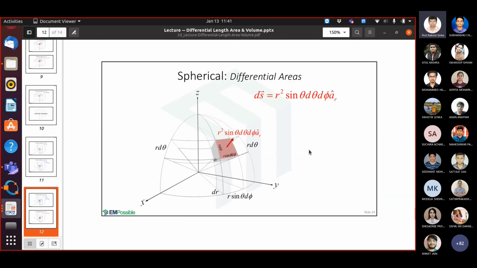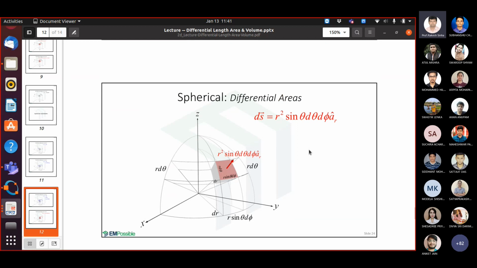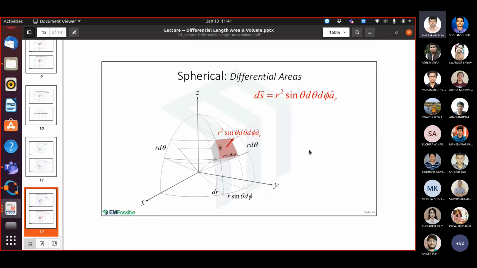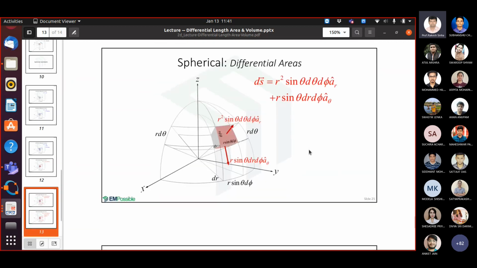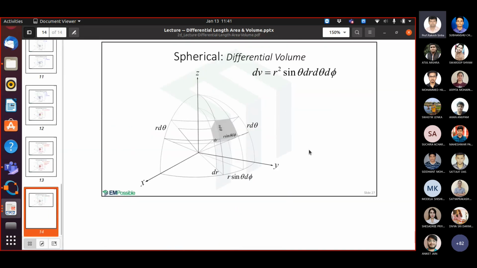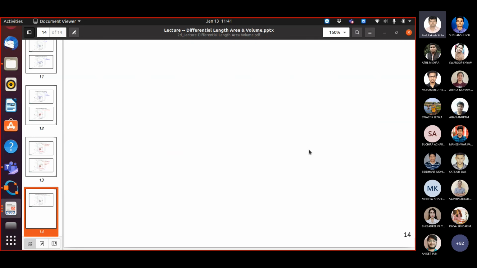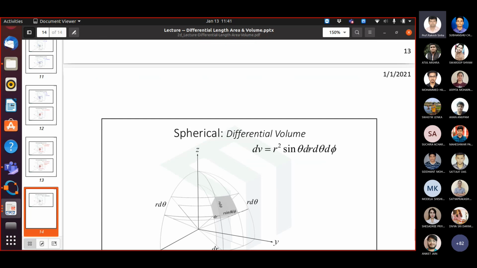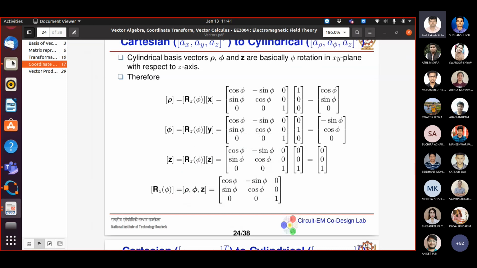This thing done, and in the same way, by analogy, we can explain the surface area and also the volume, how this has been formed. Another way, we can prove in a mathematical way how the coordinate transforms are going on. So this is fine. Now we'll move to the next thing, that is vector field.